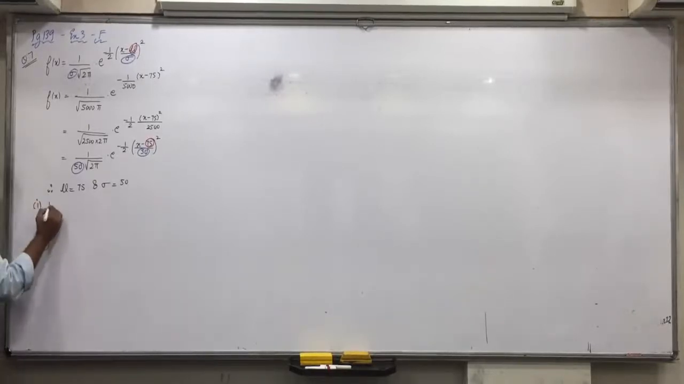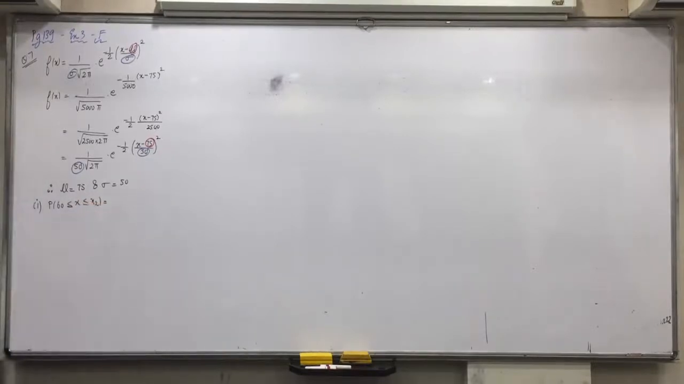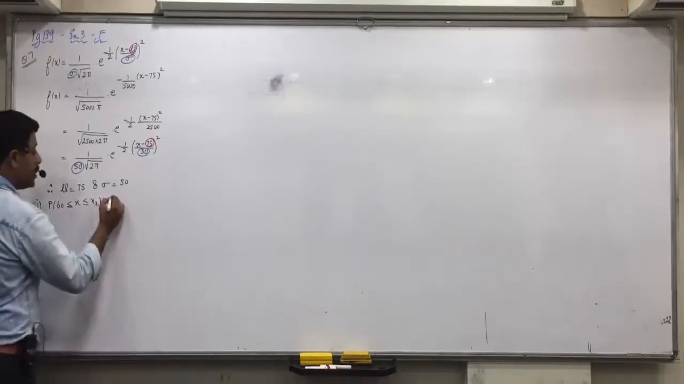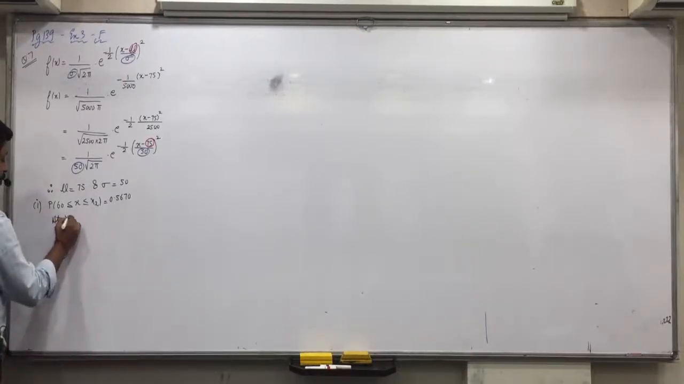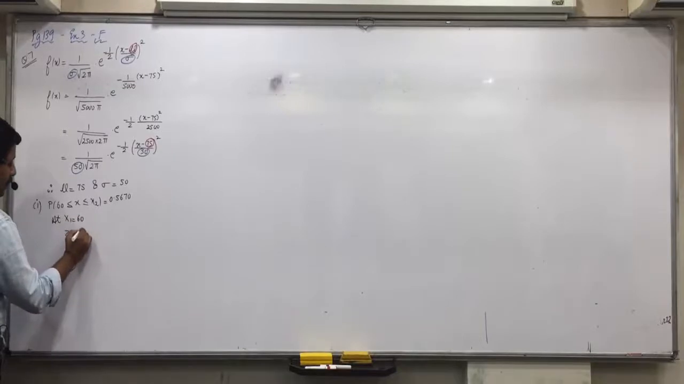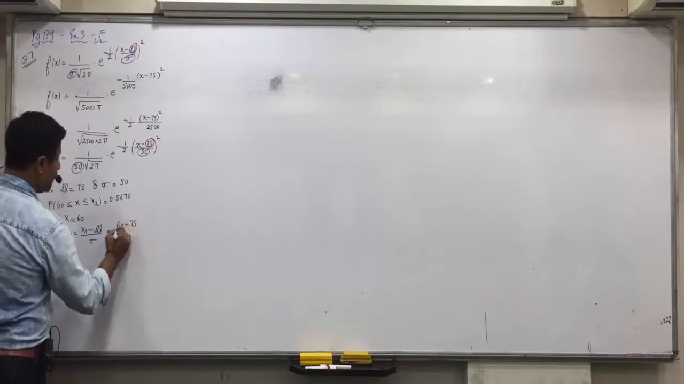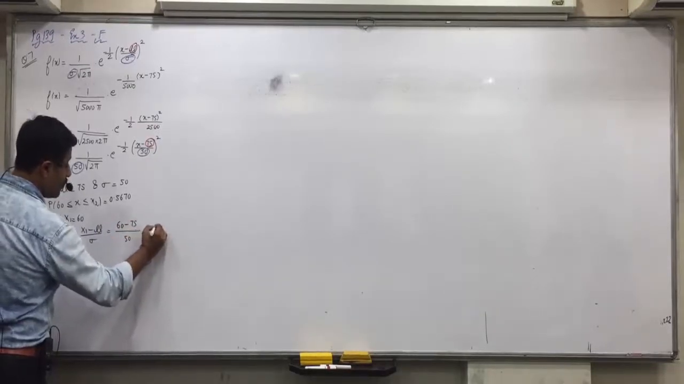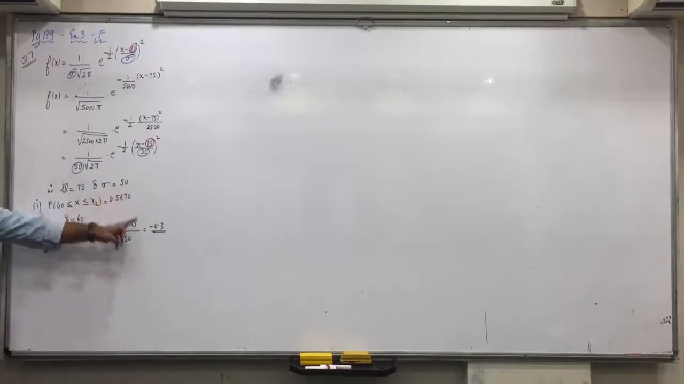Now first, P of 60 less than or equal to x less than or equal to x2 is 0.5670. We have to find the value of x2. First of all, x1 we know is 60. So z1 is x1 minus mu upon sigma: 60 minus 75 upon 50, which is minus 0.3. Z1 is x1 60 minus mu 75 upon sigma 50, minus 0.3.